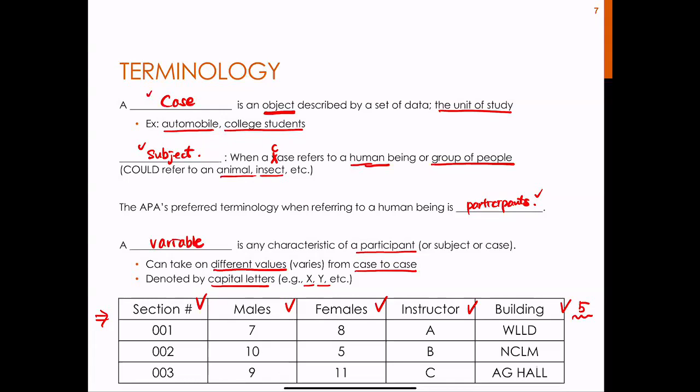And how many cases are in this table? How many observations? Here we have 3 rows, right? So we have 3 cases in this situation.